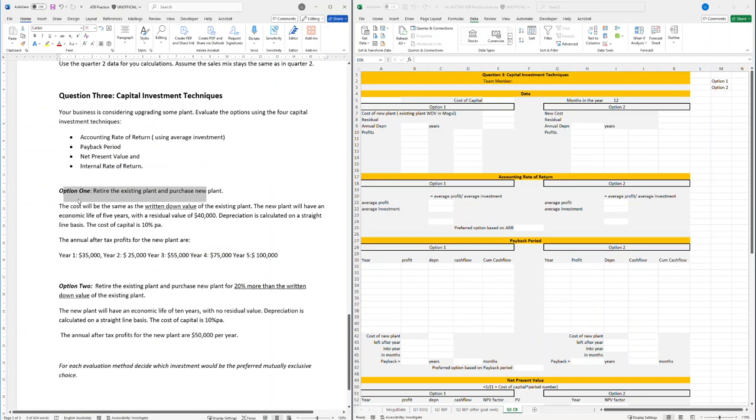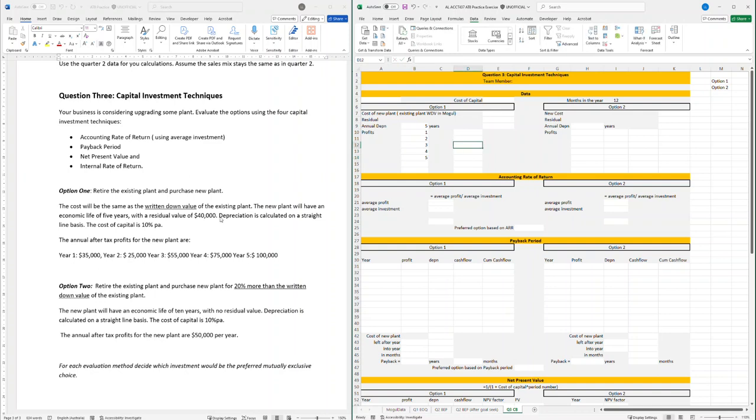Okay, let's put in all this detail for now. You don't have much detail to put in, but then there's a lot of calculation involved. Let's put in all the necessary details first, okay? Data. So the cost will be the same as the written down value of the existing plant. Okay, so the new plant will have an economic life of 5 years. So therefore, I will go here. I know it's depreciation over 5 years. Okay, and then we'll go calculate the depreciation. We'll do the profit for years 2, 3, 4, 5.